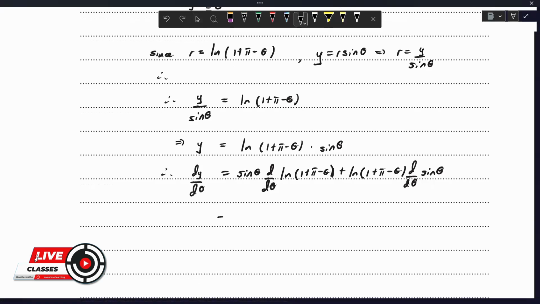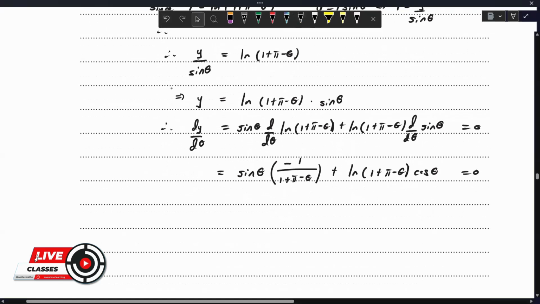Okay, so that's sine theta of. Differentiating this will give us minus 1 over 1 plus pi minus theta. And that's going to be plus ln of 1 plus pi minus theta of cos theta. Now remember, all this is equal to 0. Now we're going to multiply both sides by 1 plus pi minus theta, all the terms. So we will be having minus of sine theta plus 1 plus pi minus theta of ln of 1 plus pi minus theta cos theta equal to 0.